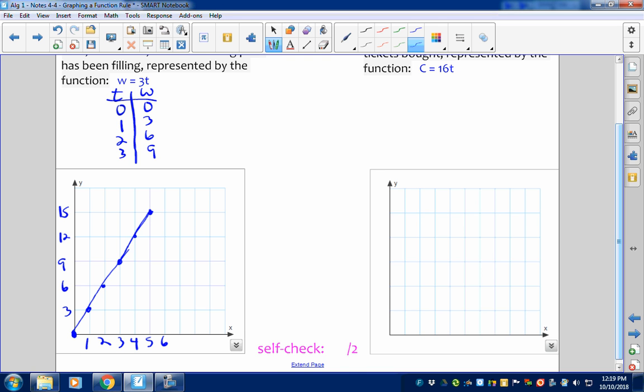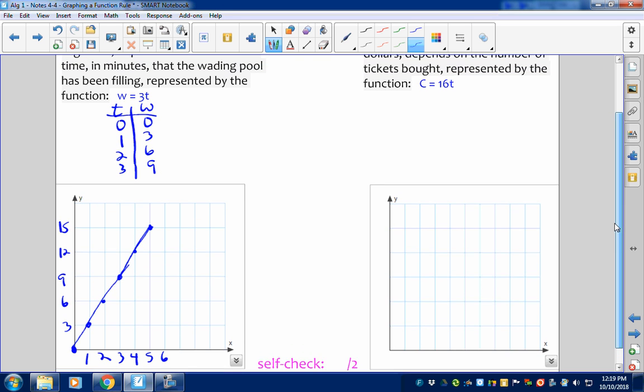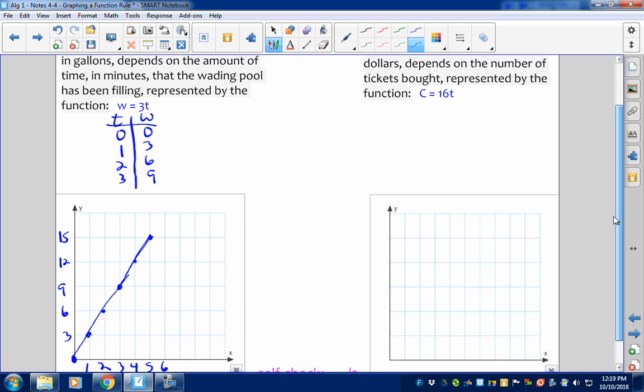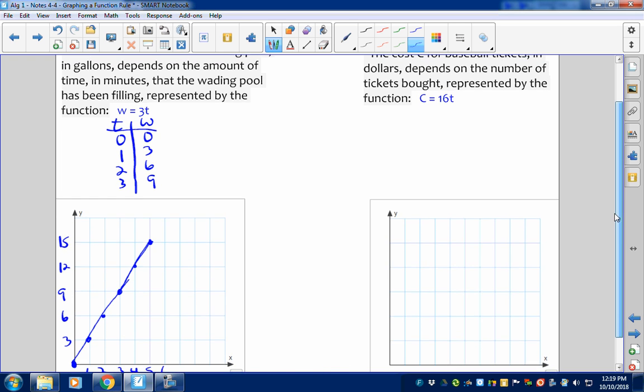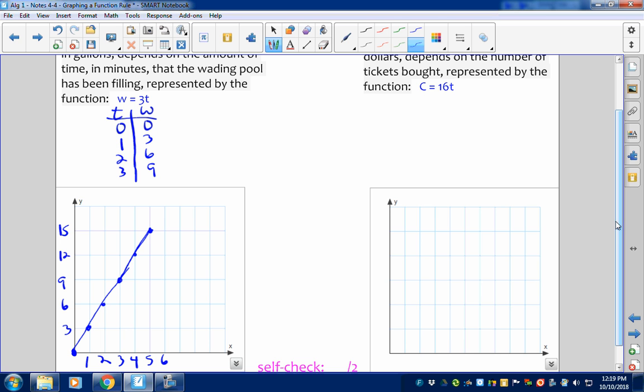Whereas over here, you're buying baseball tickets in dollars, and it depends on the number of tickets bought. So you have T versus C. If you don't buy any tickets, it costs you $0. 1 ticket is 16. 2 tickets is 32. 3 tickets is 48. So this one is discrete. You can only have those specific values for the cost. This one's continuous.